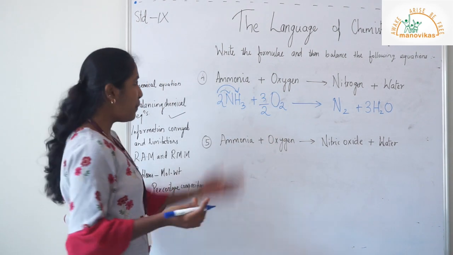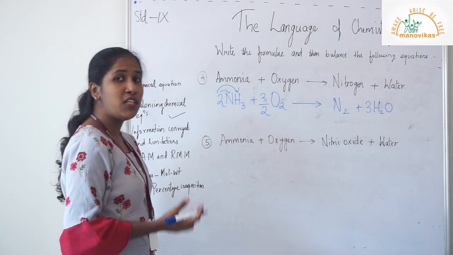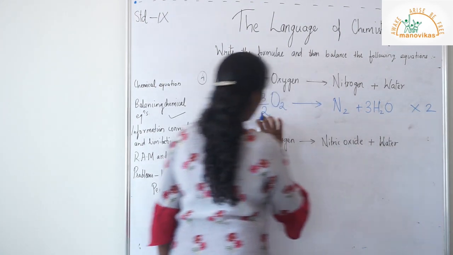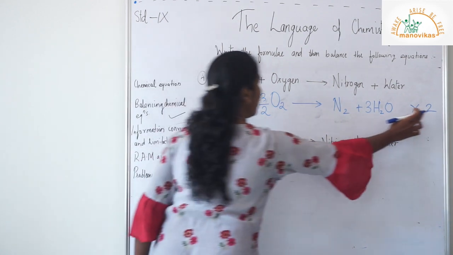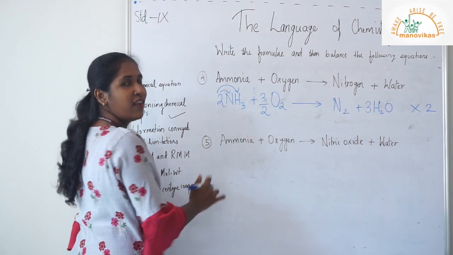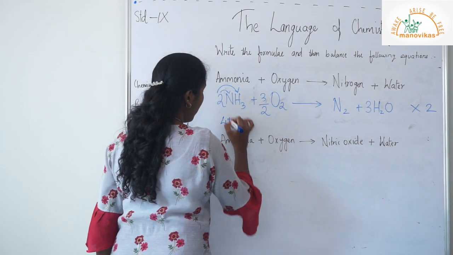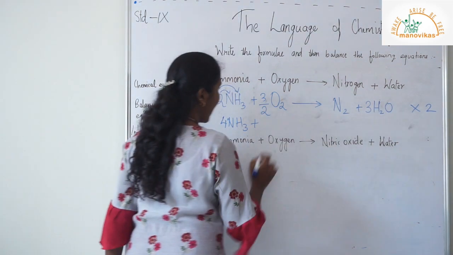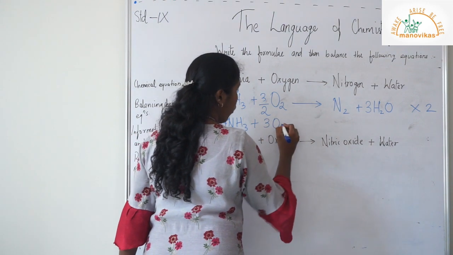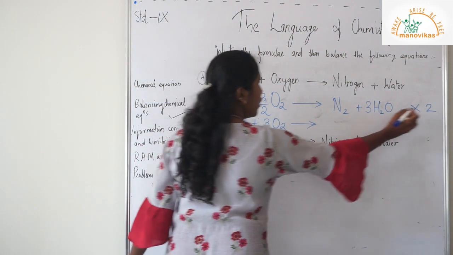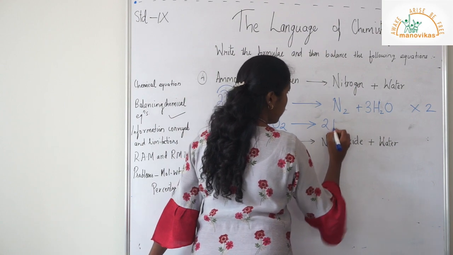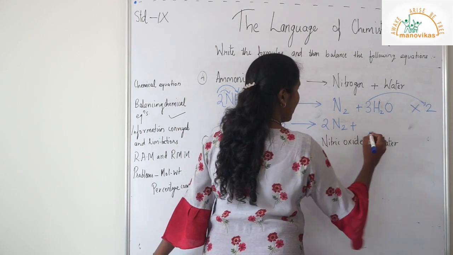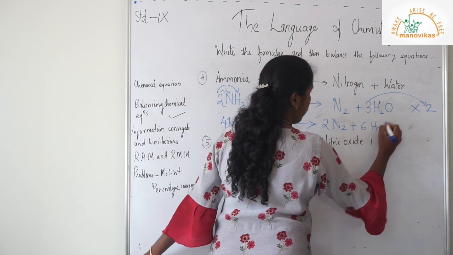So now we will not keep it in a fraction. We have to convert it into a whole number. So I will multiply the entire equation by 2. So what will be the change? 2 2s are 4. Correct. 4 NH3 plus 2 and 2 will get cancelled. So it will be 3 O2 gives 2 into N2 will be 2 N2 plus 3 2s are 6 H2O.